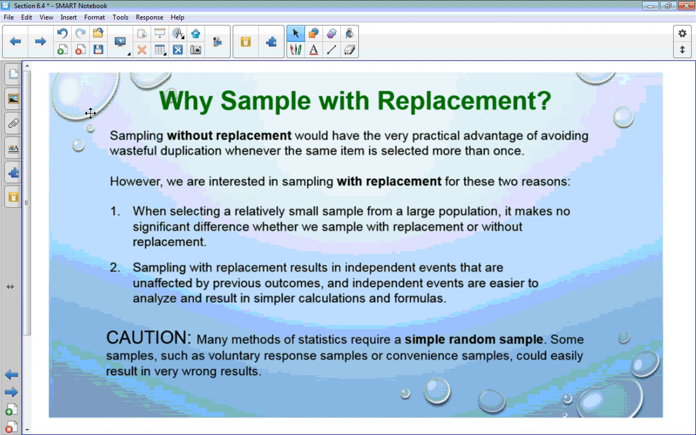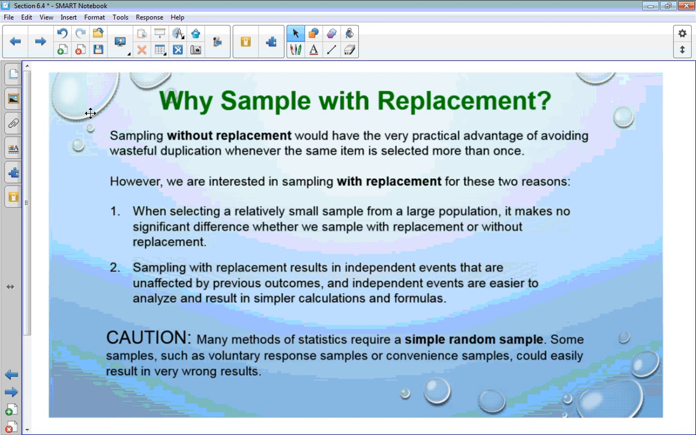So a little note about sampling with and without replacement. Well, in our sampling, we're always going to do it with replacement, for 2 reasons. One, if it's a very large population, it's not going to matter anyway. It's going to have little effect on the total outcome of our statistic and what we calculate. Also, by sampling with replacement, we will have independent events. That means that they are unaffected from the previous outcome, and they are much easier to analyze and result in simpler calculations. So we will be using replacement.